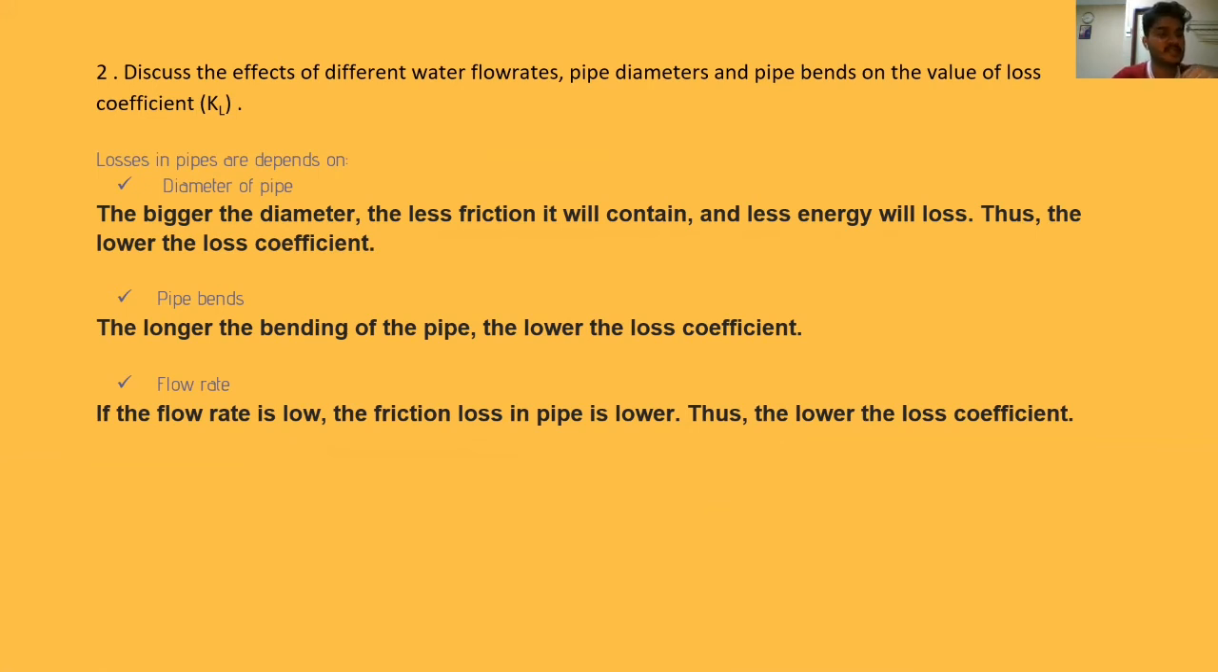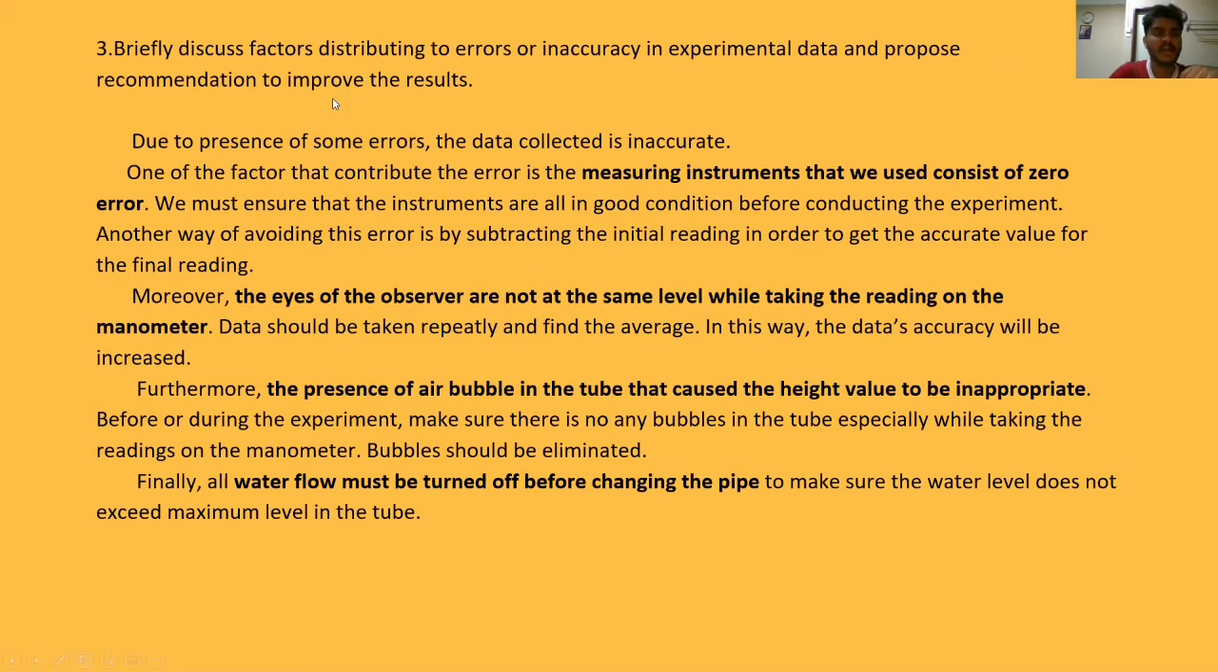Our second reason will be pipe bends. The longer the bending of the pipe, the lower the loss coefficient. Our third reason will be flow rate. If the flow rate is low, the friction loss in the pipe will be lower, thus the lower the loss coefficient.